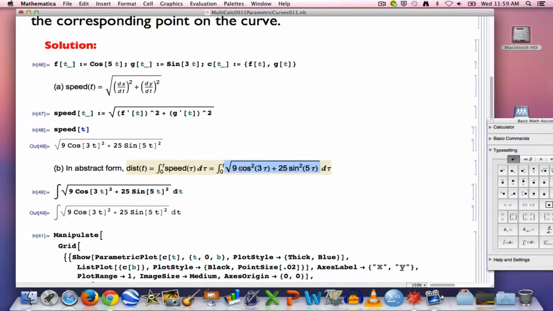It is a continuous function. You can show this integral is well defined no matter what t is. This will be a definite number. You can prove that by theory. So there is a function, dist t, that is representing the distance traveled, and again it's represented abstractly by this. You just can't find a simple formula for it.